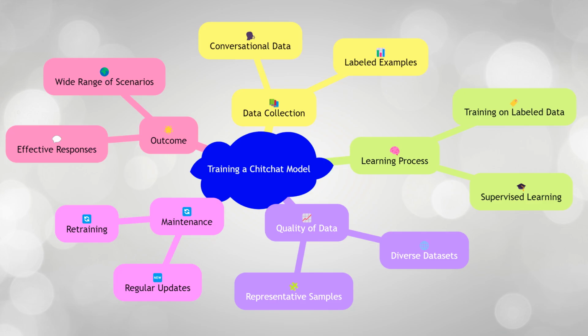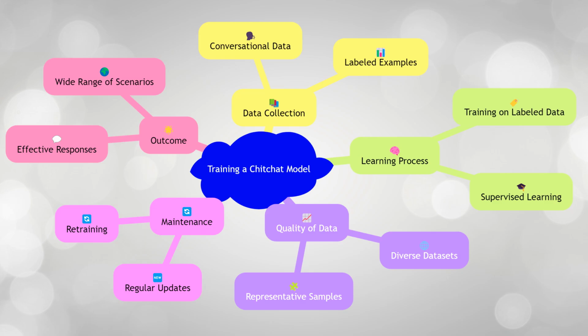Training a chit-chat model involves using large datasets of conversational data to teach the system how to generate appropriate responses. This process typically involves supervised learning, where the model is trained on labeled examples of chit-chat interactions. The quality of the training data is crucial, as it directly impacts the effectiveness of the chit-chat responses. It's important to use diverse and representative data sets to ensure the model can handle a wide range of conversational scenarios. Regular updates and retraining are also necessary to keep the model up to date with evolving language patterns and user expectations.